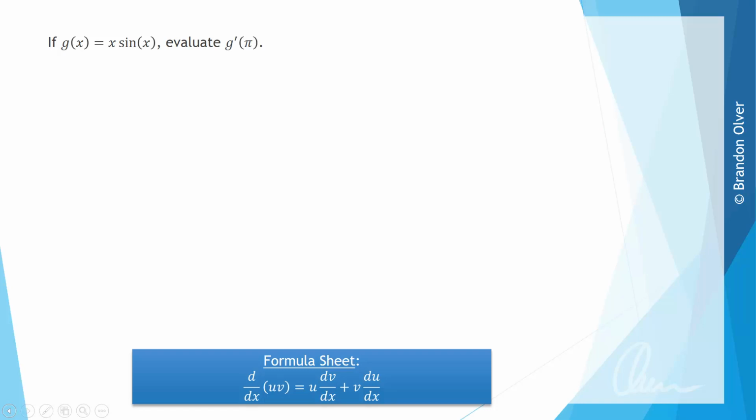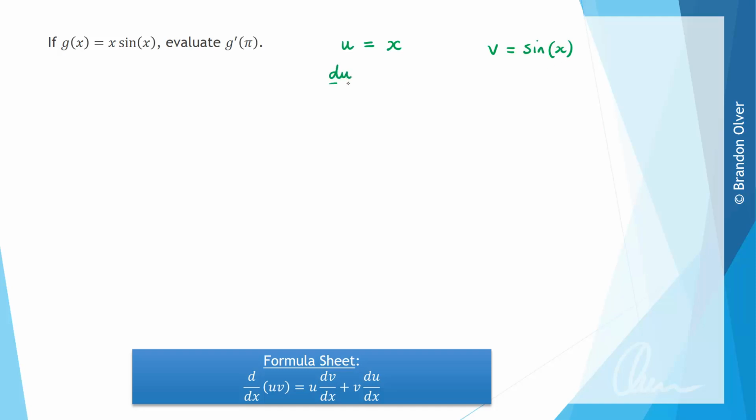And from the formula sheet, we have that the product rule, which differentiates a function u times a function v, is equal to u times dv dx plus v times du dx. So that means we're going to set up what the functions u and v are equal to. So u is simply the first function that's being multiplied, which is x, and v is the second function that's being multiplied, so it is sine x.